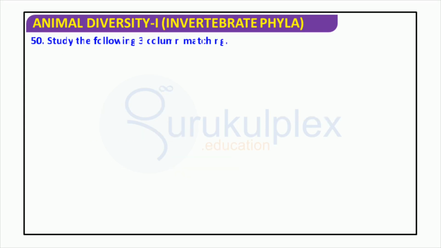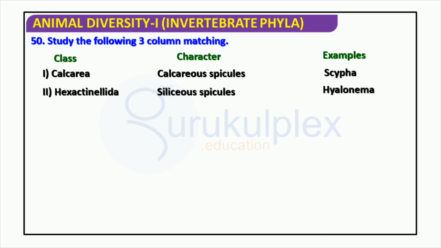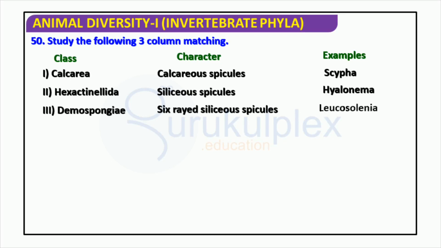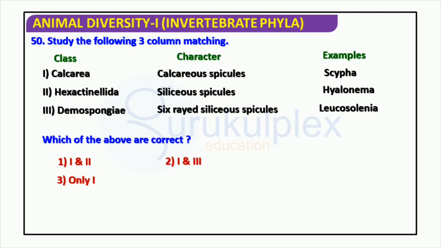Exploring the animal kingdom, it is evident that a variety of invertebrate species belong to 3 phyla: Calcarea, Hexactinellida, and Demospongiae. An example of Calcarea is Sypha, which is characterized by calcareous spicules. Hexactinellida is represented by Hyalonema, which is identified by its siliceous spicules. Demospongiae has 6 rayed siliceous spicules and is represented by Leucoxylenia. Comparing the characteristics of these phyla, we can determine that option 2 is correct, Calcarea and Demospongiae.